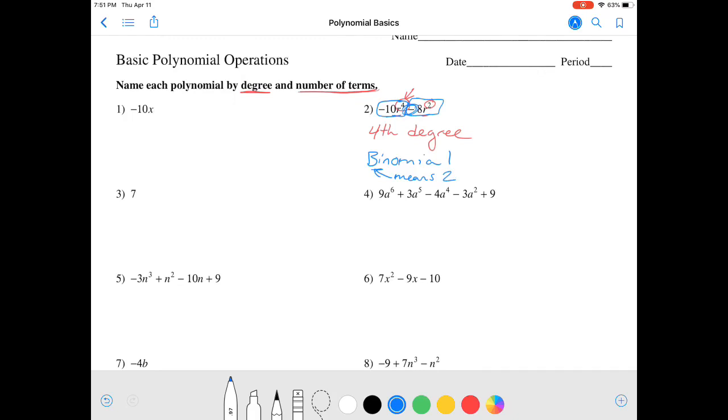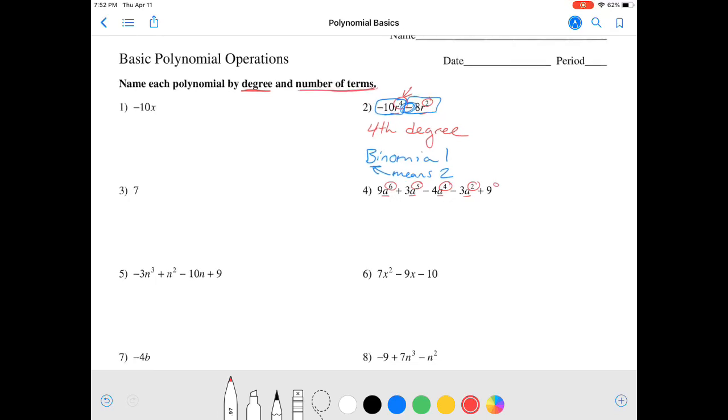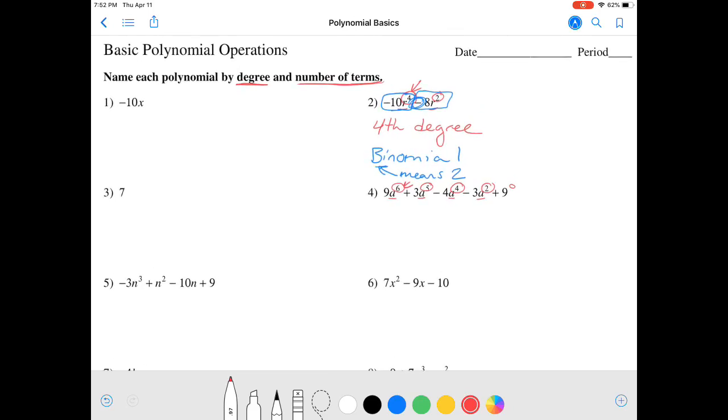Now let's try the same process for problem number 4. Again, we're going to check and see if we have the same variable in all of our terms. And yep, our variable is a for all of the terms. So now we need to look at the exponents. So you can see 6 is the highest exponent, because that 9 over there is a constant, which would be to the 0 power. So since the 6 is the highest exponent, it's a sixth degree polynomial.